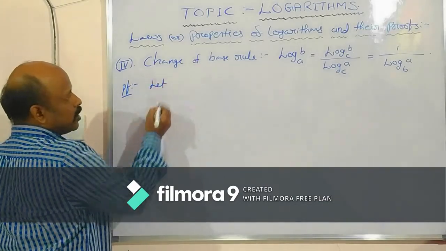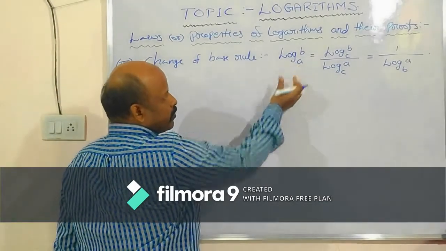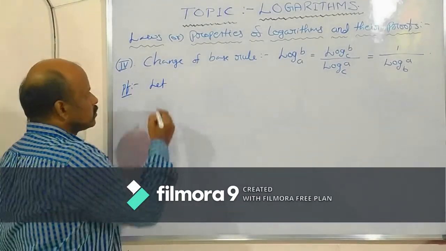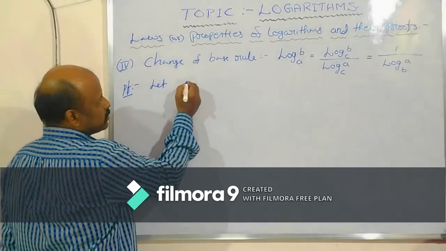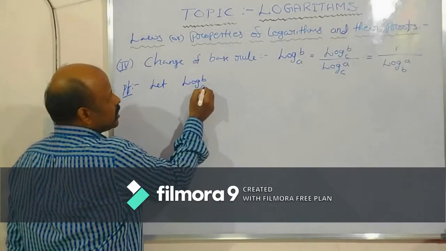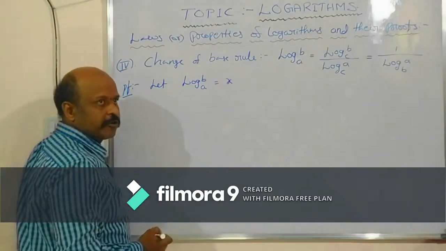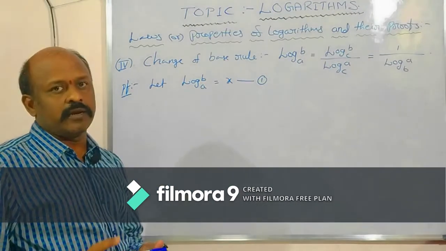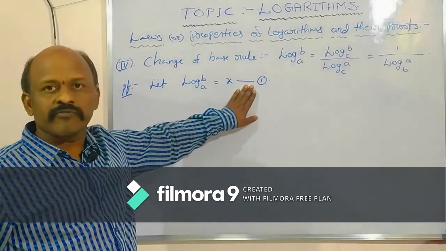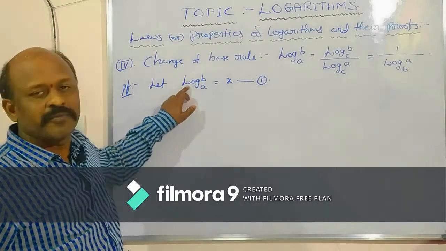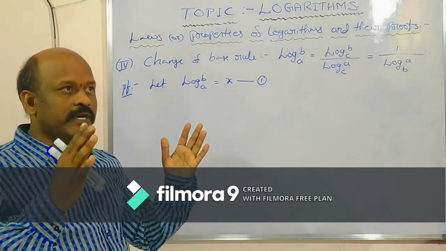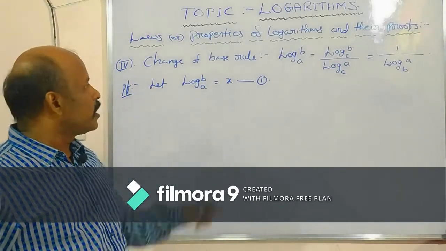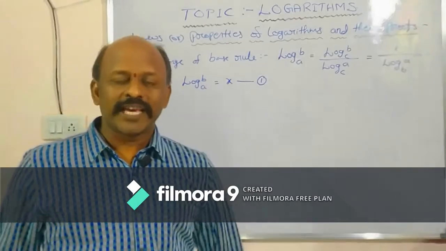Under the proof, let me take log b base a as some alphabet. So I am going to take over here, let log b base a is equal to some x. This one I am going to write as equation number 1. So this equation number 1 is in logarithmic form. So if it is in logarithmic form, by the definition of logarithm, I am going to convert it into exponential form.